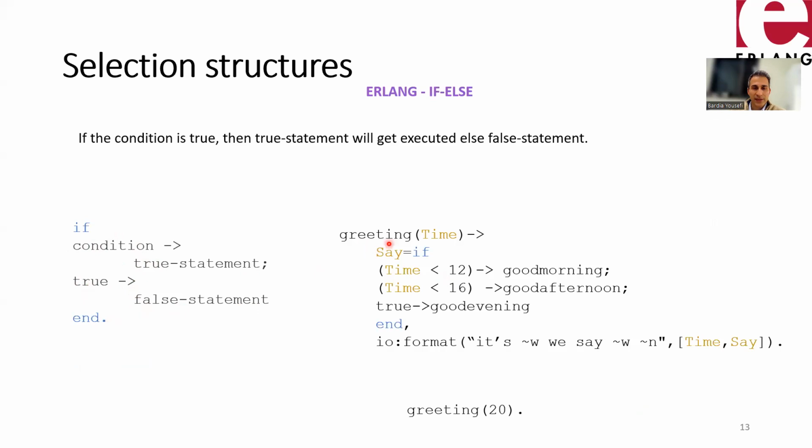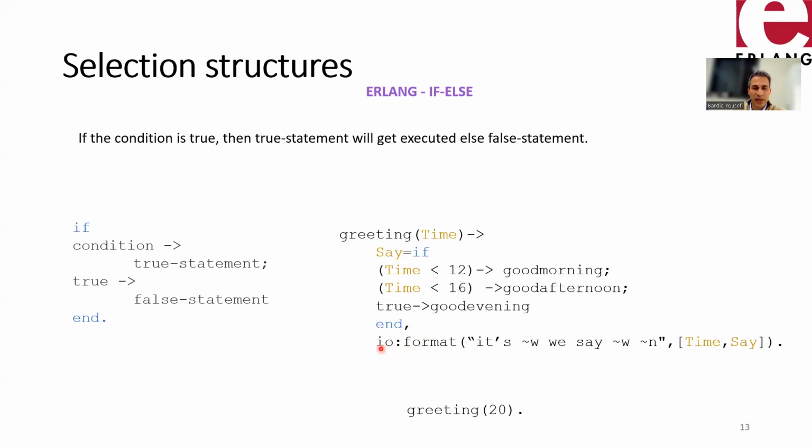You're looking at the function because it's functional programming, and we're going to talk about it in the next chapter. But focusing on this, we have greeting, and the greeting will take time as an input variable. It checks if the time is smaller than 12. It assigns good morning to the say variable. If time is smaller than 16, it assigns good afternoon, and alternatively, it assigns good evening.